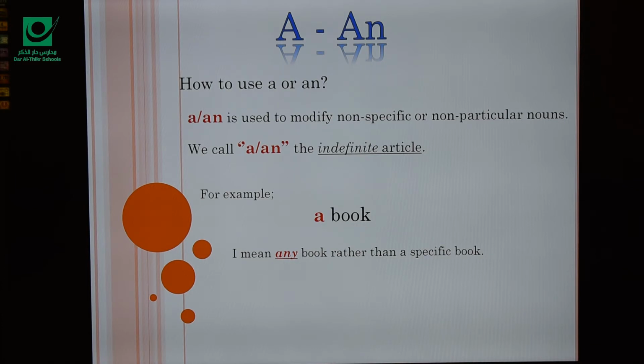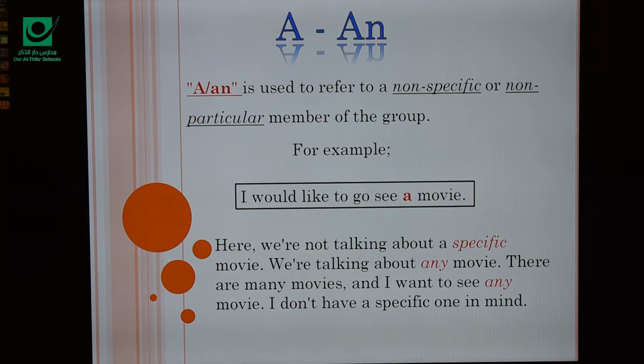Now, what's the difference between a and an? Let's know more. A or an is used to refer to a non-specific or non-particular member of a group, another one. For example, when I say I'd like to go to see a movie, we're not talking about a specific movie. You just need any movie. Like I need a chocolate. You cannot say here I need the chocolate, because I'll ask you directly, which chocolate are you talking about?